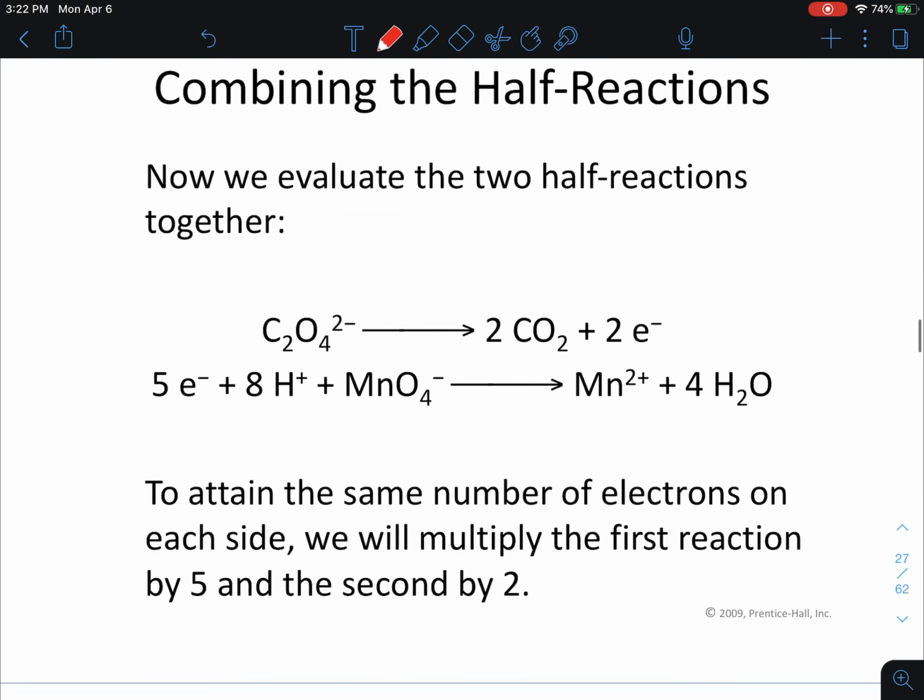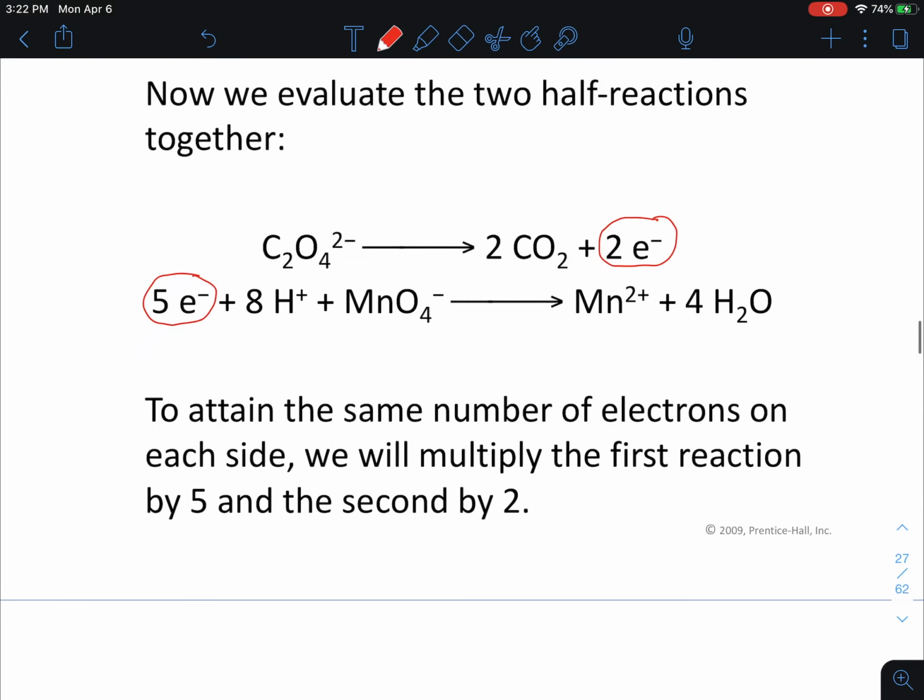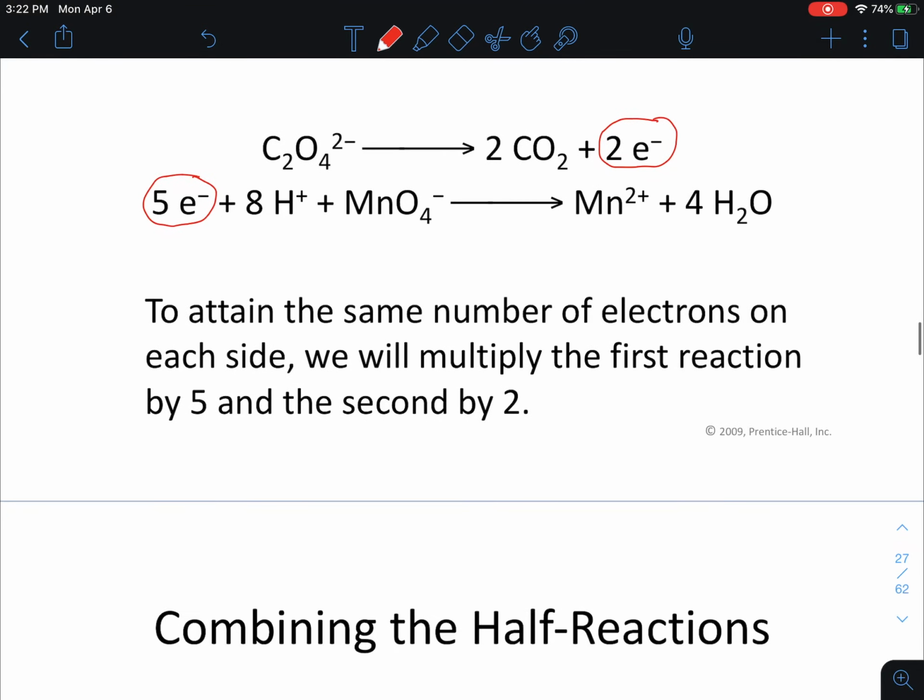So now I have my 2 half reactions, right? They're all fully balanced, 2 electrons from the oxidation, 5 electrons into the reduction. This is the first time where we're going to need to multiply both reactions. The top reaction we're going to have to multiply times 5, and the bottom reaction we're going to have to multiply times 2, so that we get 10 electrons into the reduction, 10 electrons out from the oxidation.